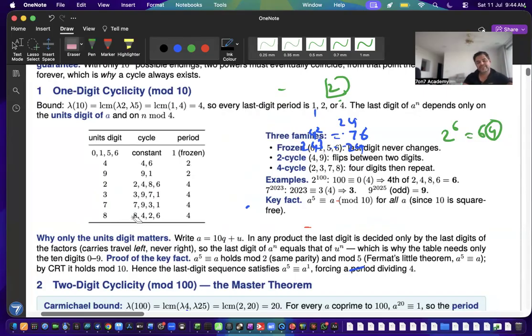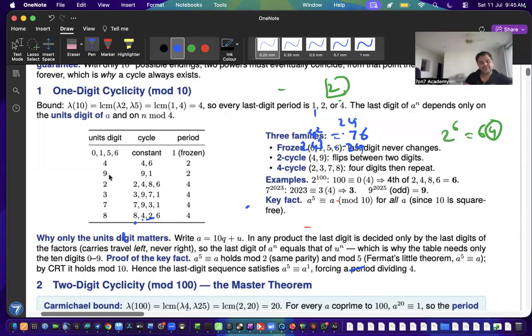See, 8 raised to 1 is 8, 8 raised to 2 is 64, so 4. 8 raised to 3 is 2. 8 raised to 1 means 2 raised to 3, 8 raised to 2 means 2 raised to 6, which is 64, so 4. 8 raised to 3 means 2 raised to 9, which is 512. So build an image in your mind like this, so that the answer comes.